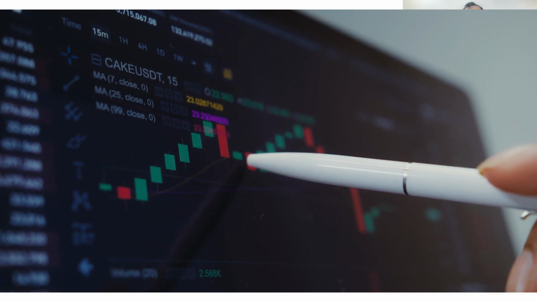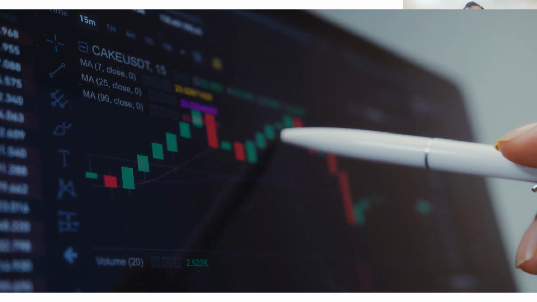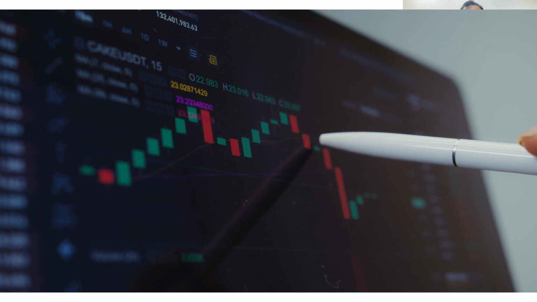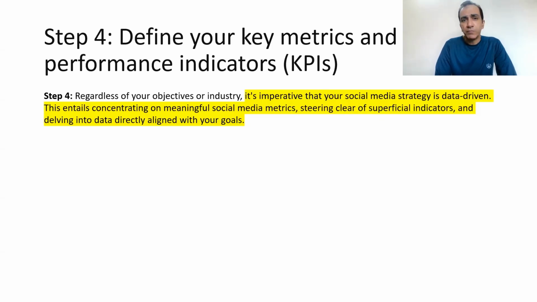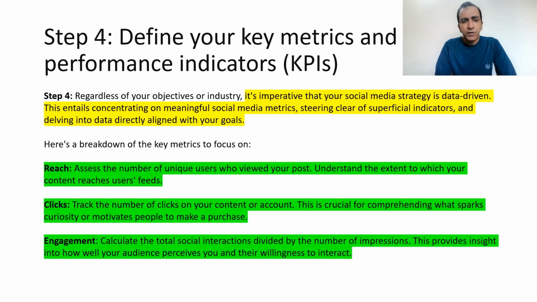So we need to delve deeper into data basically aligned with your business goals. So measurement is really the key here, and there are several tools. Apart from the platform tools, you can also utilize independent paid and free tools to measure the KPIs. A reach is basically the number of unique users who viewed your post.